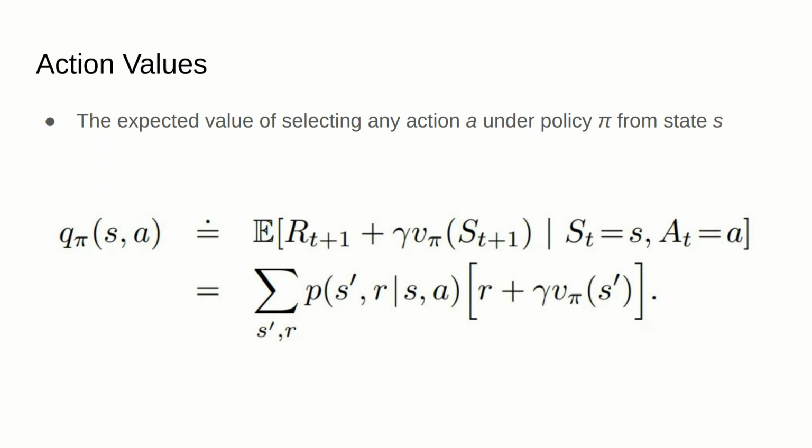So for each of those states, S prime, we take the probability of ending up in S prime and multiply that by the reward we would get for ending up in S prime plus the discounted value of being in S prime. By doing a summation of this value for all other possible states, we get the value of taking action A from state S, also known as the action value.